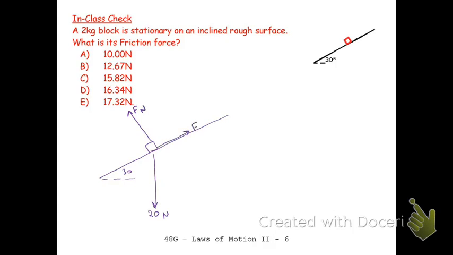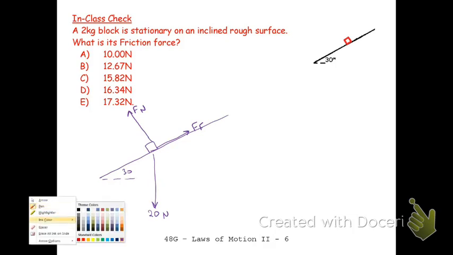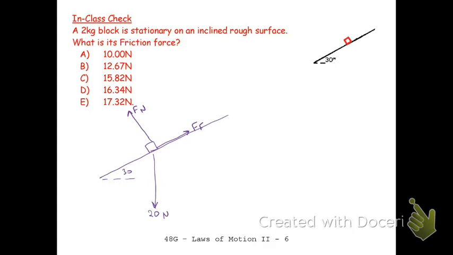How do I know that FF is pointing up the slope? Because the natural tendency of the block is to slide down the slope. So if it's not sliding down, it's stationary, and the friction must be up. Then I get a different colored pen. I want to find the force of friction, so I'm not interested in the normal force. So I draw my line perpendicular to it. This is its own component. So FF is its own component.